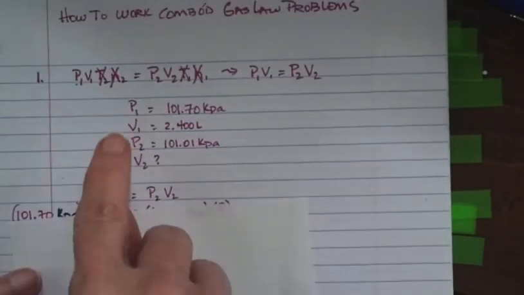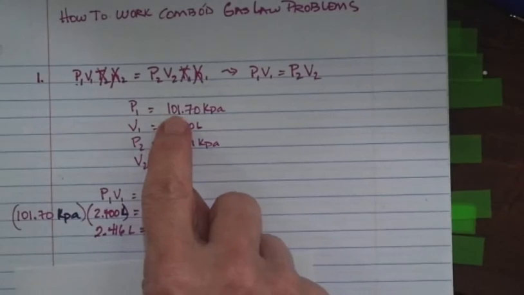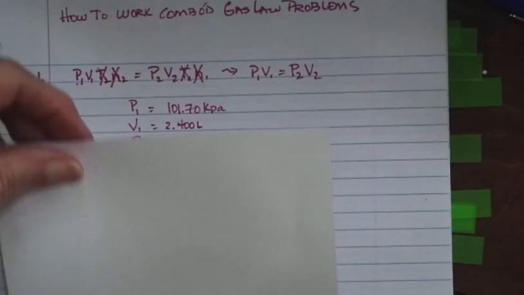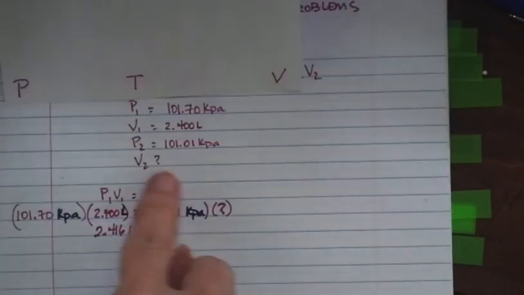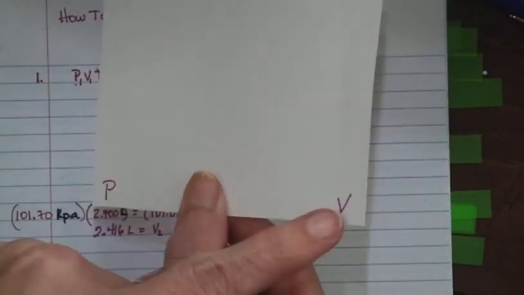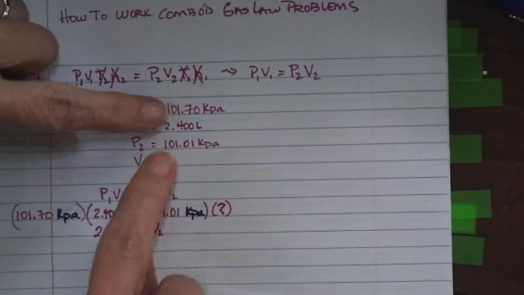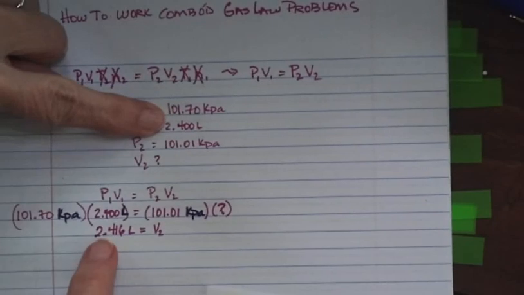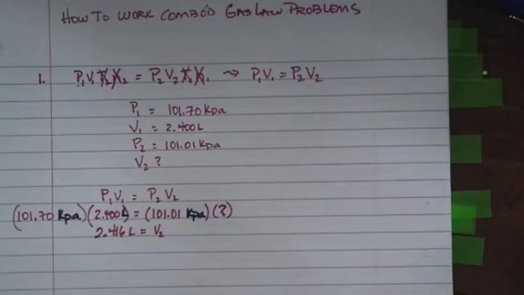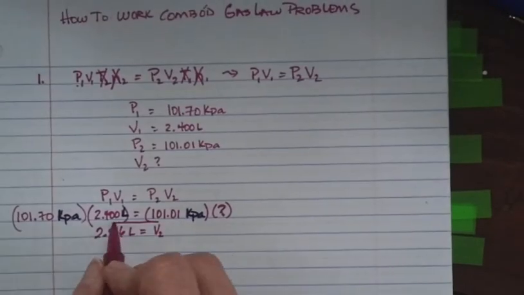So when I look back to my problem, my pressure 1 was 101.7, now it's 101.0. So my pressure went down. My temperature, I don't even have temperature in here, so my temperature is constant. When my pressure goes down, the volume goes up. As my pressure went down, the volume went from 2.40 to 2.41. So we know we're on the right track here. So put a box around your answer, and there's your answer to that.